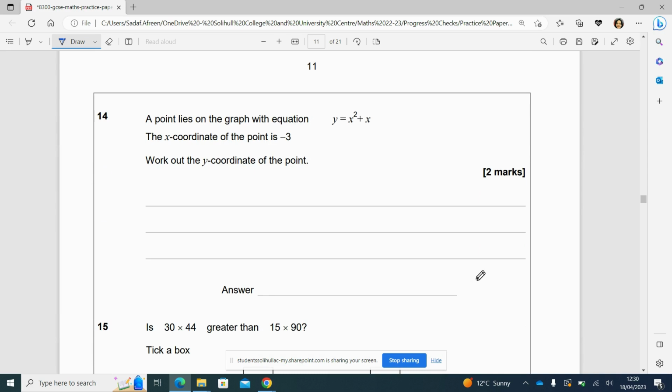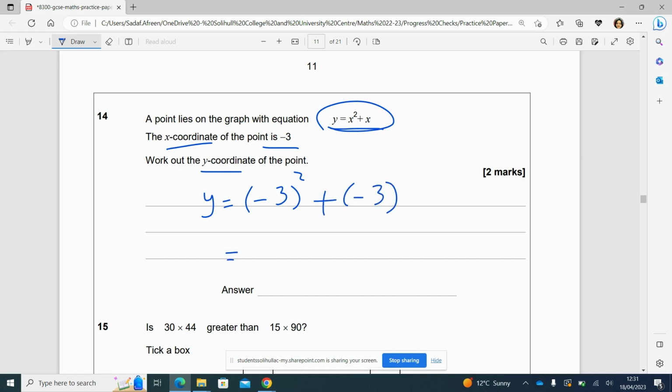Okay, question number 14. It says a point lies on the graph with the equation y equals x squared plus x. The x coordinate of the point is -3. Work out the y coordinate of the point. Now, what we need to do, this is just a formula of the line graph. So what we need to do is we put the point of x in the equation to work out the value of y. So y equals, instead of x, we put the value of x, which is -3 in brackets, put a square, plus -3 like this.